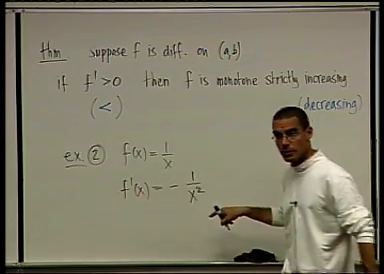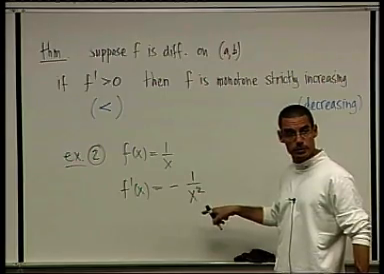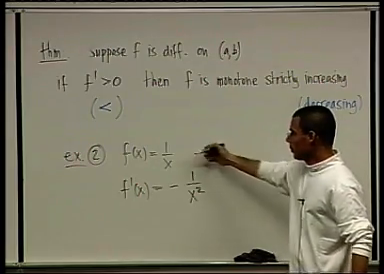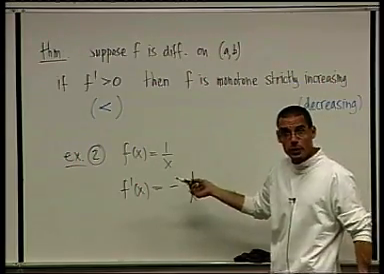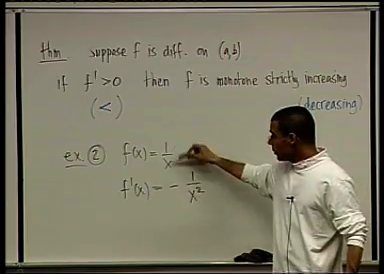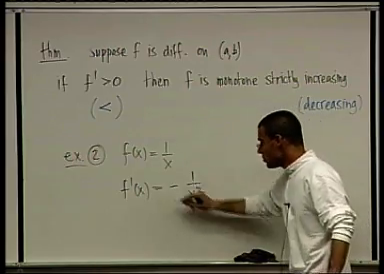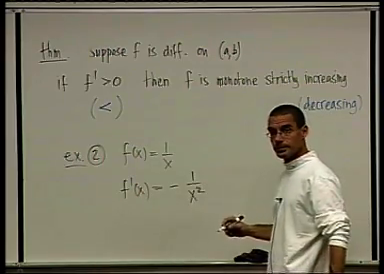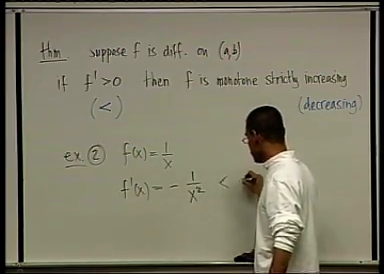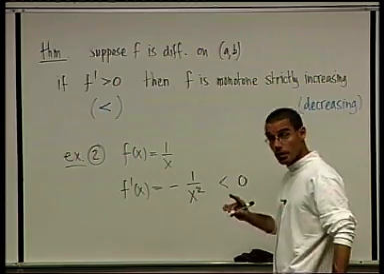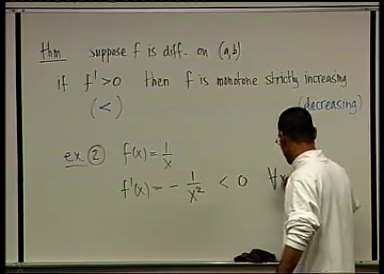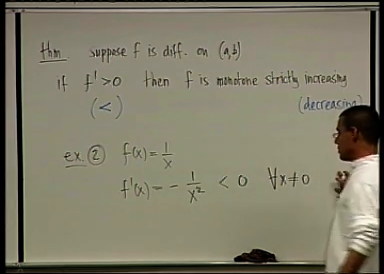Did you follow this? Yes? You can, of course, do this using the quotient rule if you want, with f equals 1 and g equals x. You'd get the same thing. What can you say about this? Strictly negative where? Right, for any x besides 0.